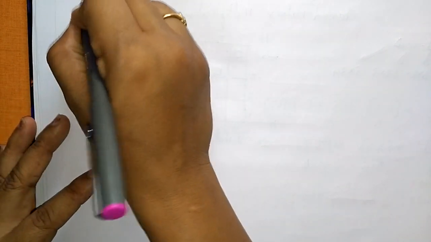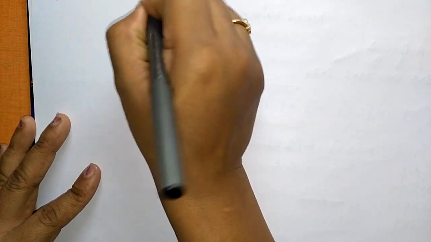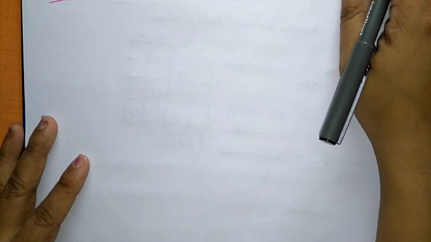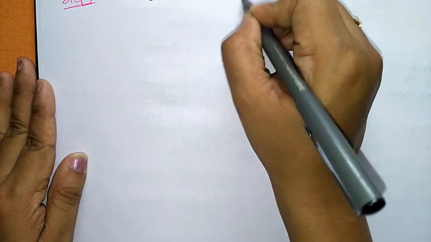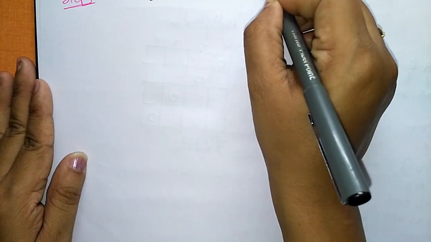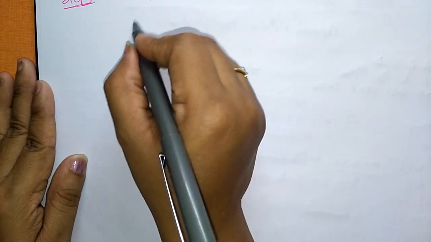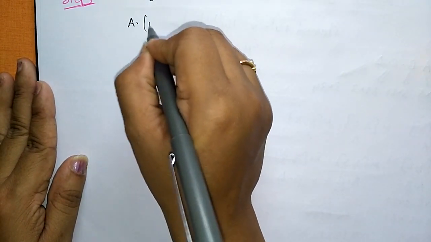So next, step 3, M of 1, 3. So what are the possibilities for 1, 3? There are two possibilities for this multiplication. The two possibles are there. That is A dot B dot C.